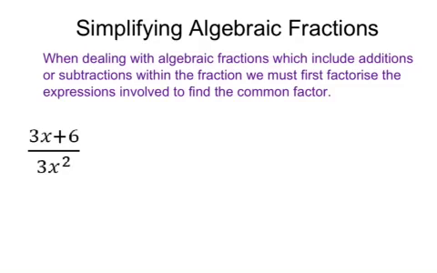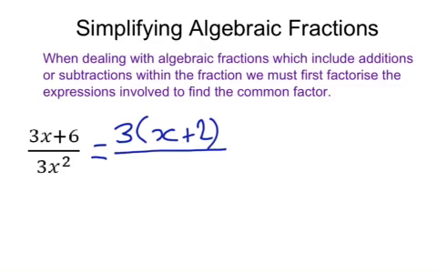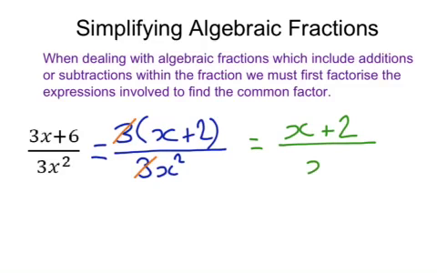So now this example, 3x plus 6 over 3x squared. So again, we have an addition on the top, so we're going to need to factorize first. 3 goes into both 3x and 6, so we factorize out the 3, and we get left with x plus 2 inside the bracket. And on the bottom, there's no addition or subtraction, so we can't factorize, so we just have 3x squared still. But now on the top we have a 3, and on the bottom we have a 3, so they can cancel out, giving us a final answer of x plus 2 over x squared.